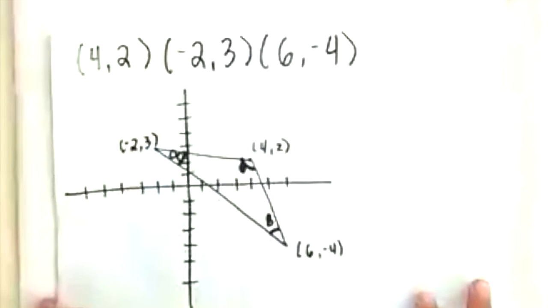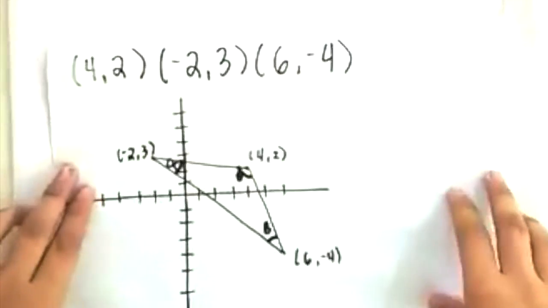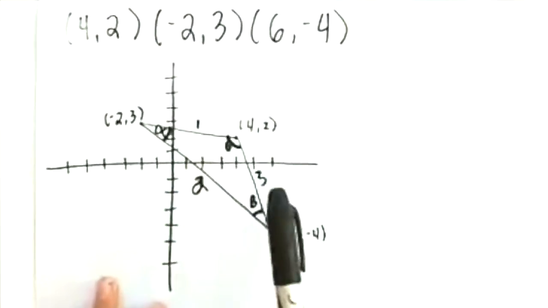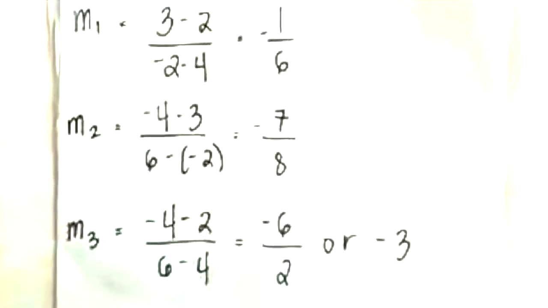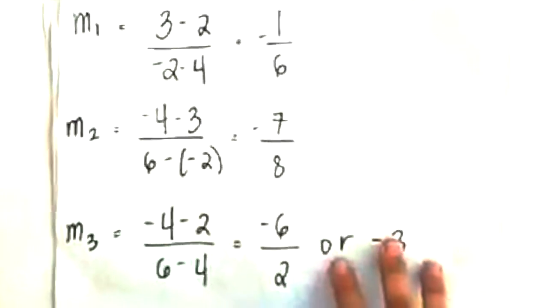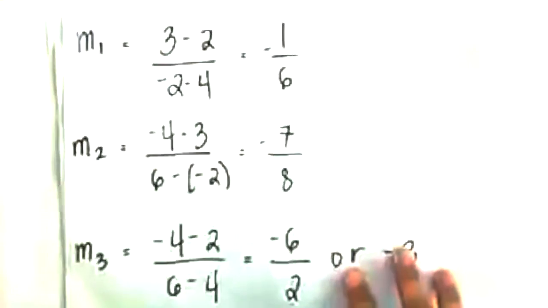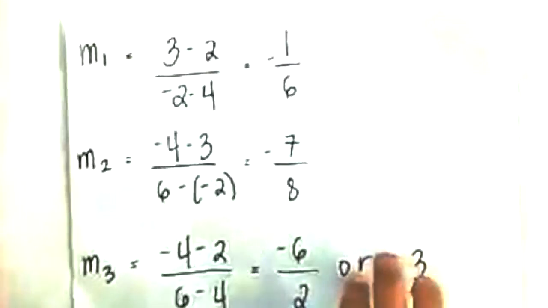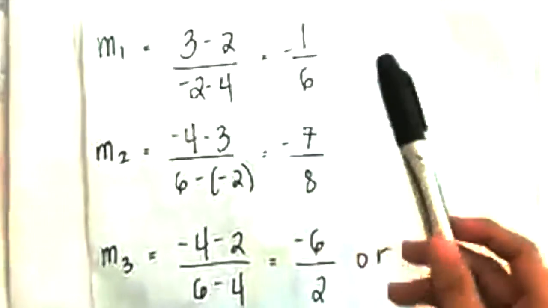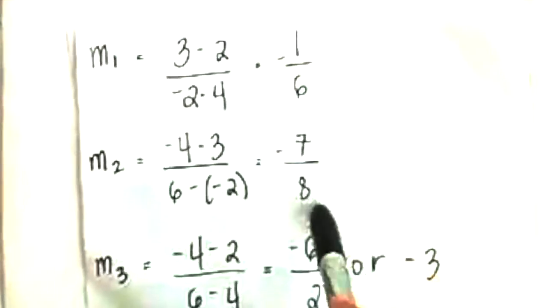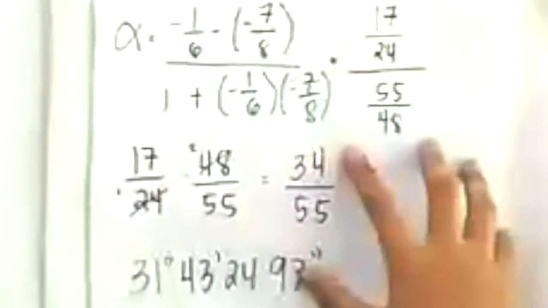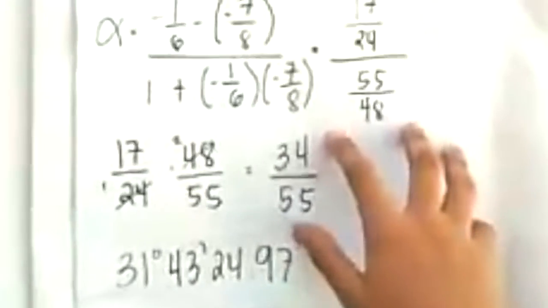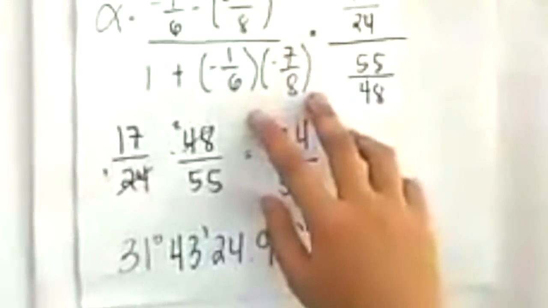First thing you need to do is plot the points on the Cartesian plane. You need to get the slopes of line 1, line 2, and line 3. Substitute all the points using the formula for the slope of a line, y sub 2 minus y sub 1 over x sub 2 minus x sub 1, and get the slope. The slope of line 1, line 2, and line 3. In getting the alpha, substitute the slopes to their designated places in the formula.